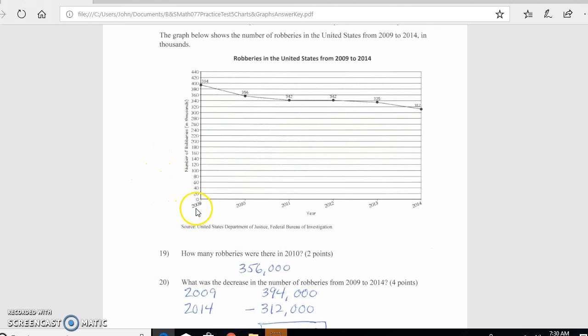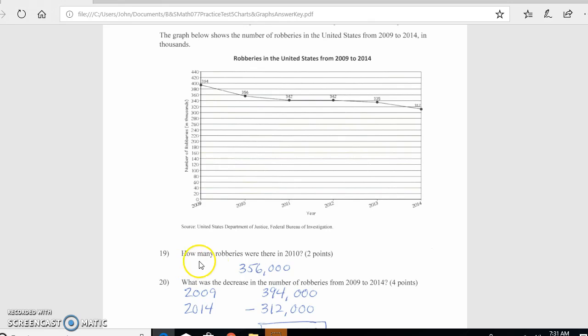And we notice that along the horizontal axes, we have the years, 2009, 2010, and so on up to 2014. Along the vertical axes, we have the number of robberies, and this is given to us in thousands. So, for example, we have 300 right here. That would be 300,000, 320,000, 340,000, and so on. So now we can look at the questions.